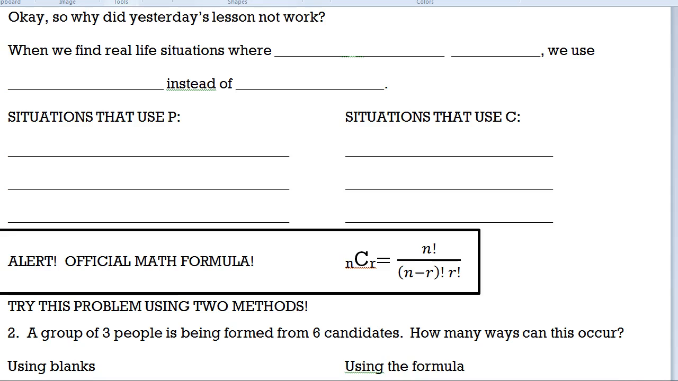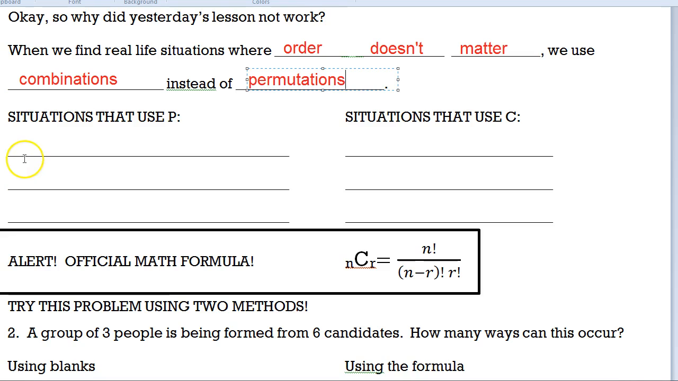So why did yesterday's lesson not work? Well, when we find real-life situations where order doesn't matter, you have to use a different method. You have to use combinations instead of permutations. There you go. So, when do we use each one?